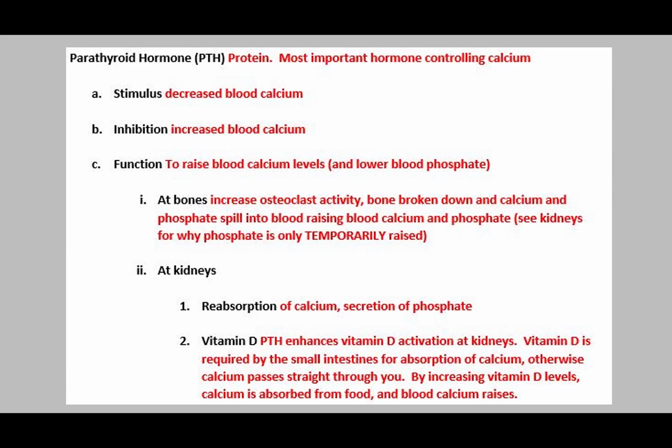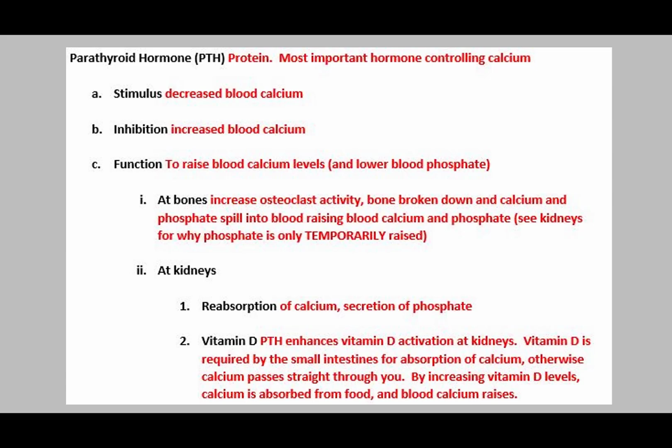First, at the bones. Parathyroid hormone increases osteoclast activity and inhibits osteoblast activity, the opposite of calcitonin. We're going to start breaking bone down. And when we break bone down, calcium and phosphate are going to spill into the blood. So here's what happens. Blood calcium levels rise, blood phosphate levels rise. Both of them rise, but the blood phosphate levels rising is temporary.